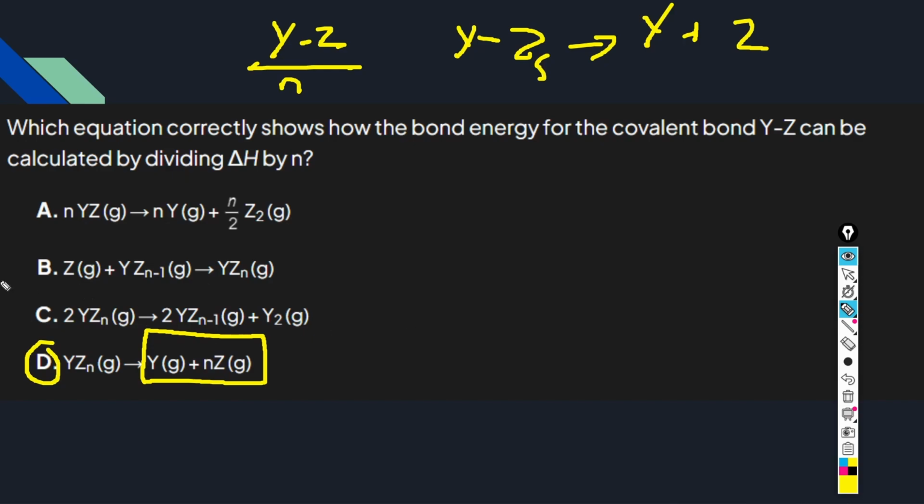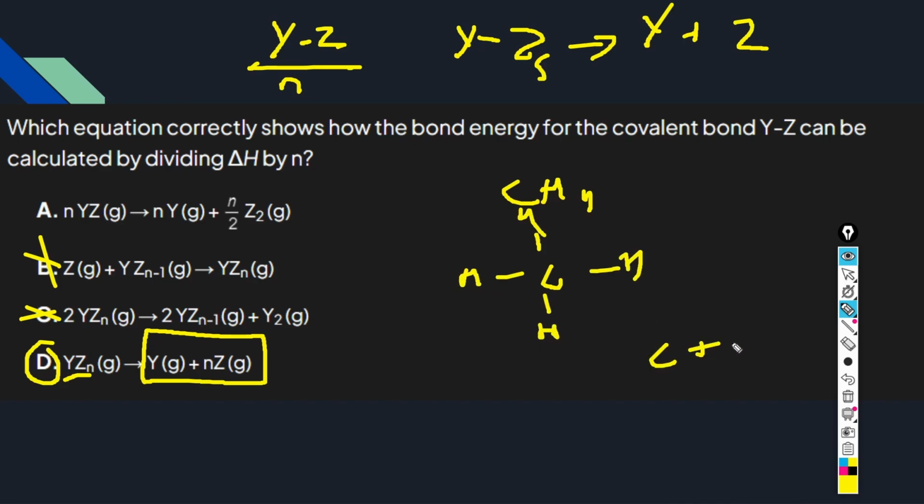So it cannot be any of the ones which have products, so B or C, and it will be YZN. Because imagine I have CH4. If I want to find the energy to break down one bond of this, it will be C, H, H, H. If I formed C plus 4H, and I divided the total energy of breaking these 4 bonds by 4, we'll get the average energy of breaking this bond, which is YZ. Hence, this is option D.